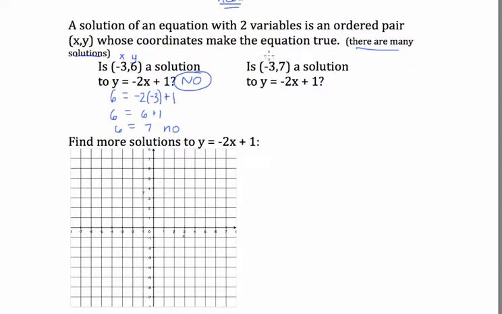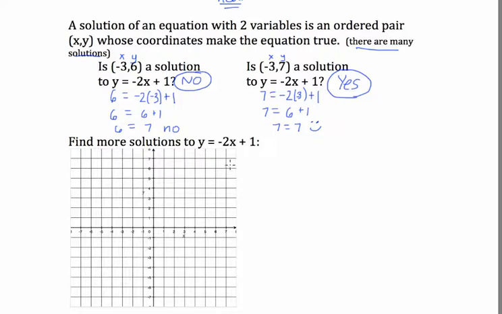Let's check the point negative 3, 7. Again, negative 3 is the x coordinate, 7 is the y coordinate. So 7 equals negative 2 times negative 3, which is a positive 6. 6 plus 1 is 7. So yes, this is a solution to our equation.